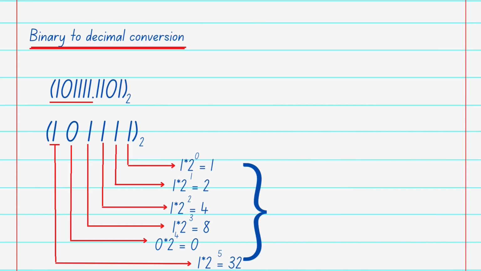Whatever digits we have, we have to add all of them. So 1 plus 2 plus 4 plus 8 plus 0 plus 32 is equal to 47. Therefore, we will get that 101111 to the base 2 is 47 in decimal conversion to the base 10.